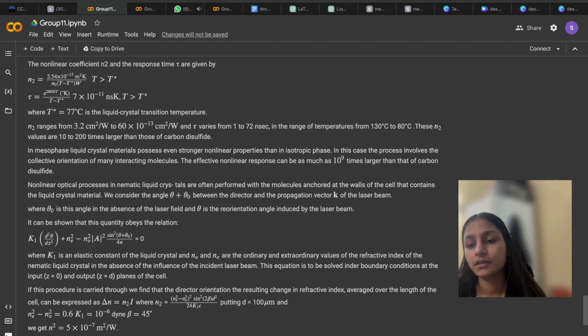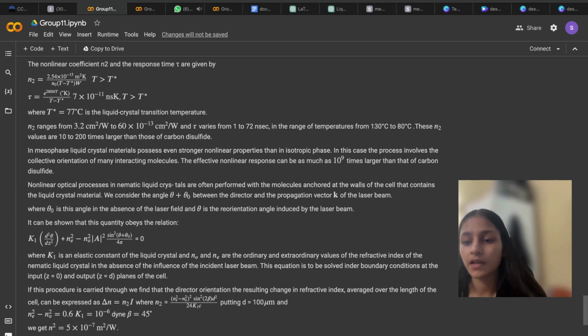Let us explore some experimental insights. When conducting experimental studies on nonlinear optical processes in nematic liquid crystals, one common practice is to anchor the molecules at the walls of the cell containing the liquid crystal material.